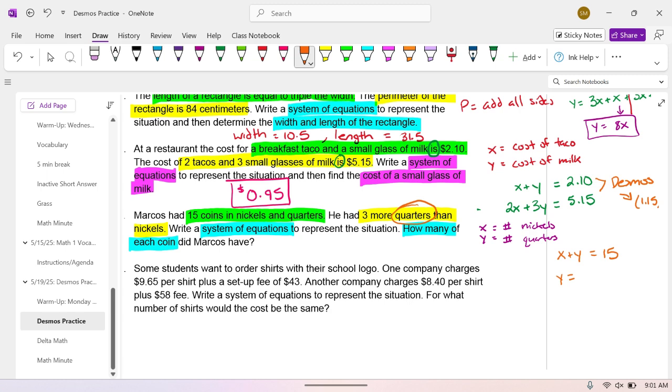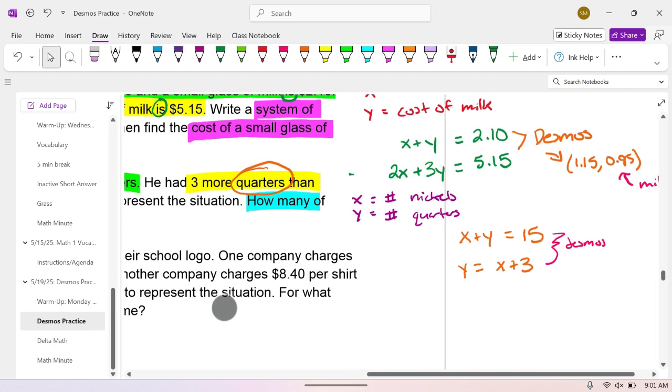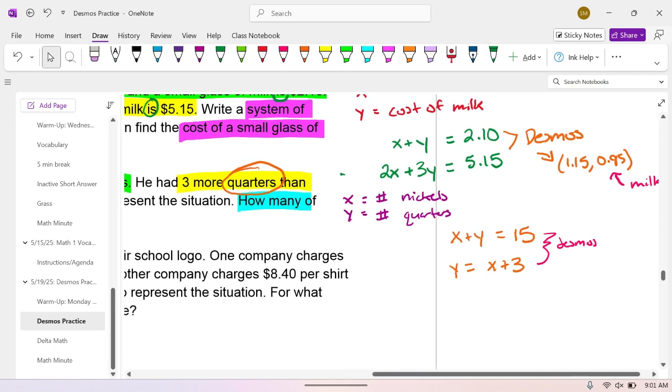So how do we get from 9 to 12? Add what? 3. How do we get from 5 to 8? Add 3. So what do you think I'm going to do here? Y is equal to what? X plus 3. The number of nickels, and you add 3. Does that make sense, guys? All right. Now, put both of these into Desmos and get the point of intersect. So graph both of those equations in Desmos. Give me that point of intersect.